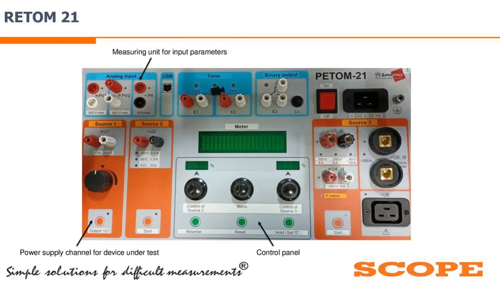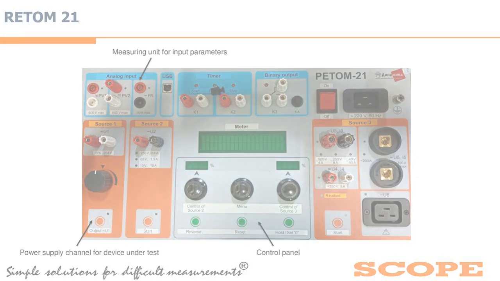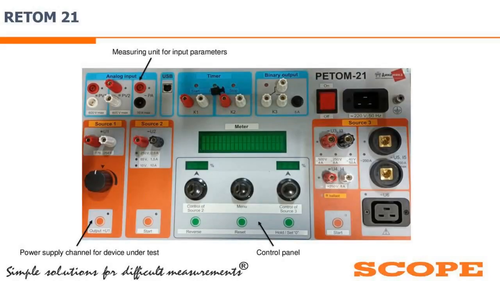So here you can see this is a front view of our RETOM 21 instrument. At the top part here you can see the measuring units of input parameters. With the help of measuring units we can measure current, voltage, time. Also an additional timer we have given. Here you can see the USB facility that we have given. Then binary output that will be required for the relay testing we have also provided.